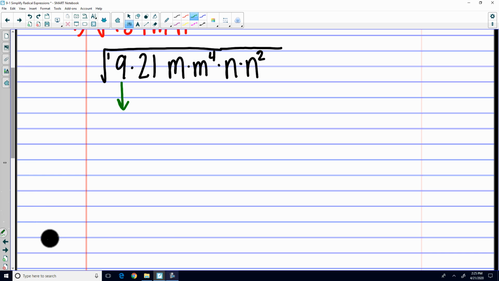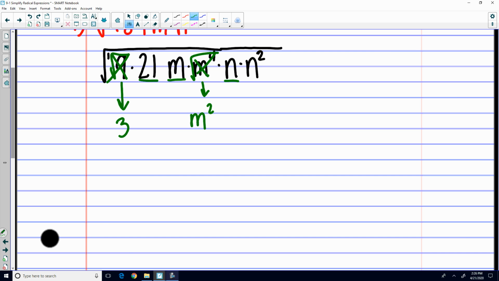9 is a perfect square, so I take the square root of it, it's 3. I did the 9, it's done. 21 stays. I can't take any square root of that. m stays. It's odd, so I can't take the square root of that. I can take the square root of m to the 4th. Remember, we just halve it, so it's m squared.